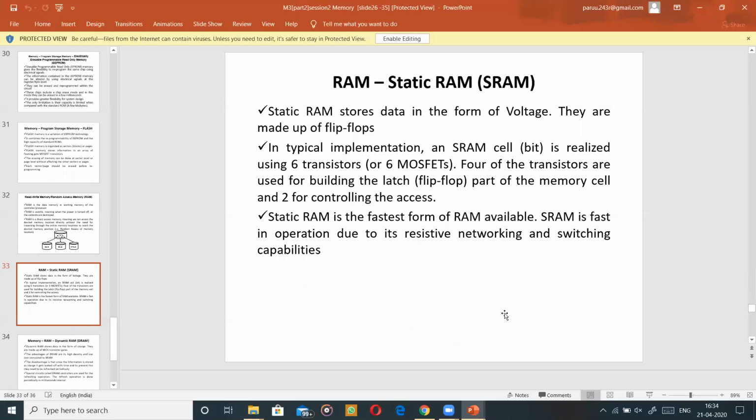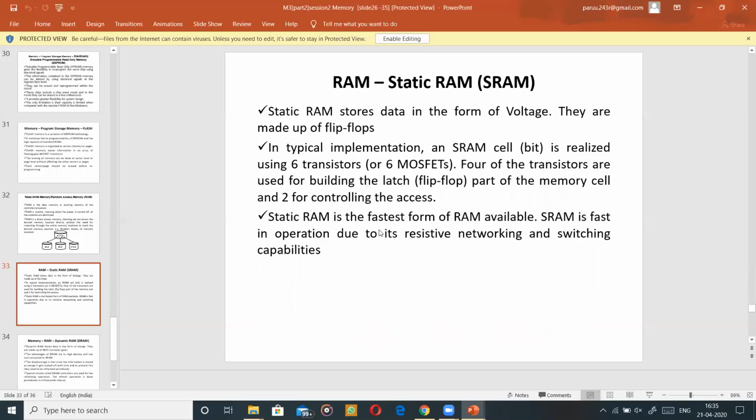Coming to the SRAM. What is SRAM? Static RAM. So static RAM stores data in the form of voltages. They are made up of flip-flops. I hope you can remember in the last semester we discussed SRAM, static RAMs are built with 6 transistors, and the 4 transistors are used for building the latch part of the memory cell and 2 for controlling the access. I hope you remember D and D dash. So the same concept is used in SRAM.